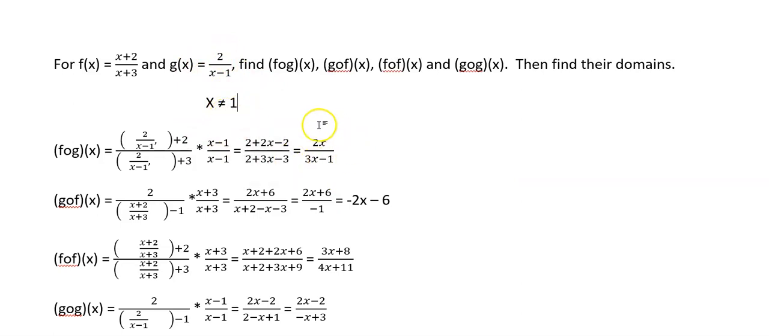All right, so we also, though, when doing the domain, have to look at our final answer, and we have to look at where this denominator would be 0. So to figure that out, we can't just look at it quite as easily. Let's just solve the equation 3x minus 1 equals 0.